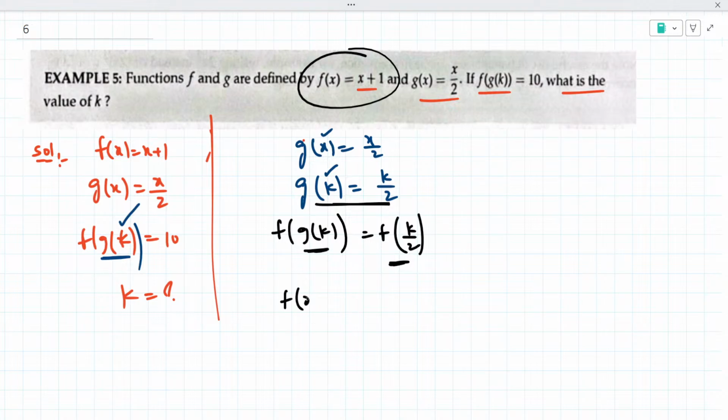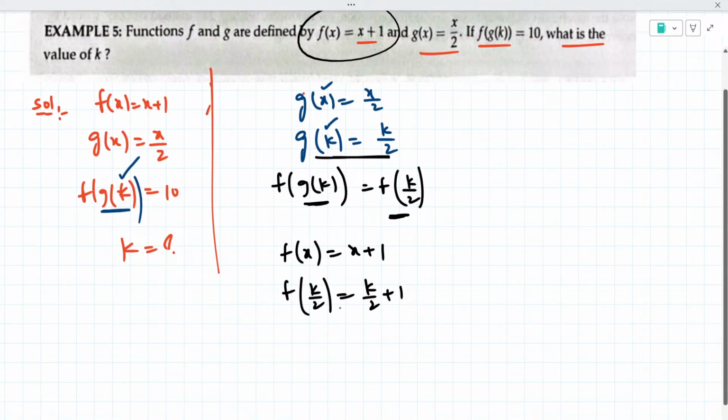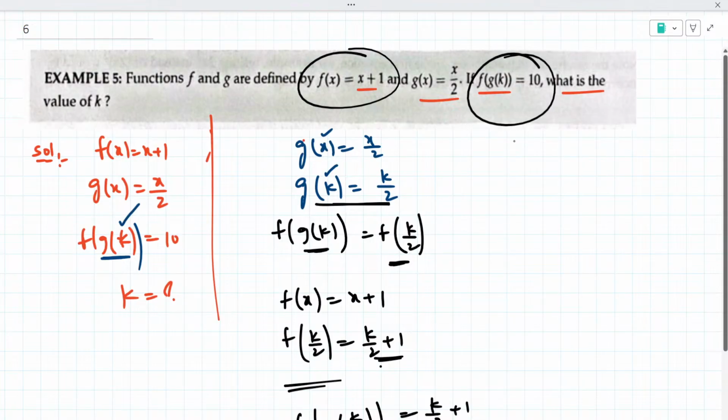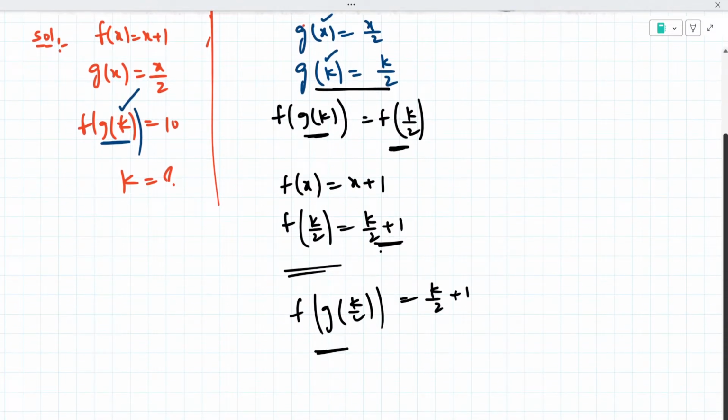Super. f of x equals x plus 1. Then f of k by 2 equals k by 2 plus 1. So we got that now, and this whole thing, f of g of k, equals k by 2 plus 1. Now, f of g of k equals 10.